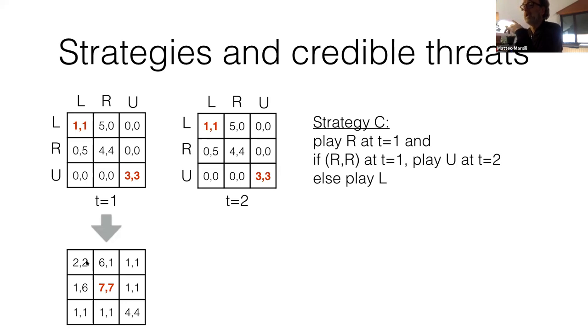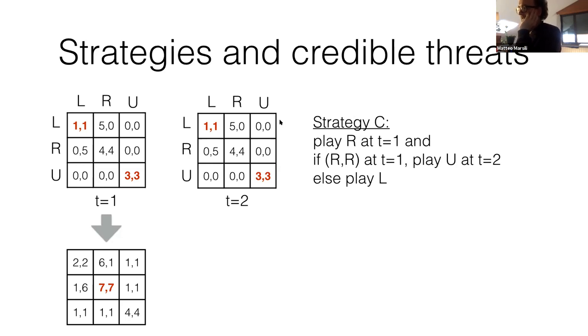And now, if you look at this game, you find that there is a new Nash equilibrium, which is essentially 7-7. So essentially, playing strategy C against strategy C is a Nash equilibrium. And it is a Nash equilibrium that allows you to get a higher payoff than what you would get otherwise, okay, by just playing the single stage Nash equilibrium, okay?